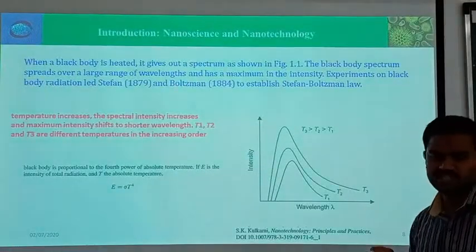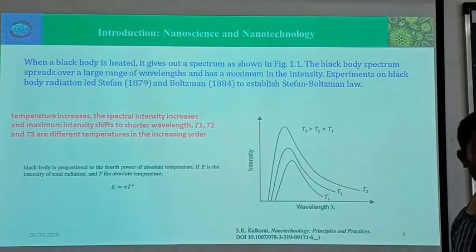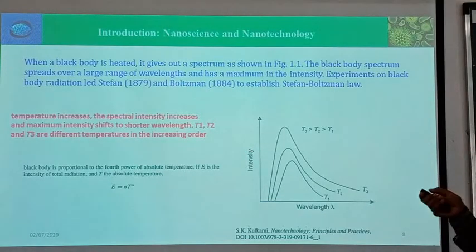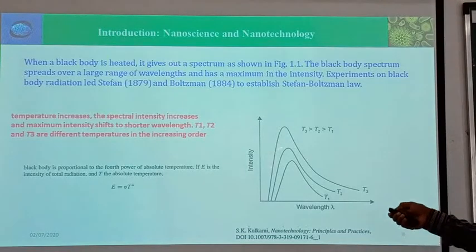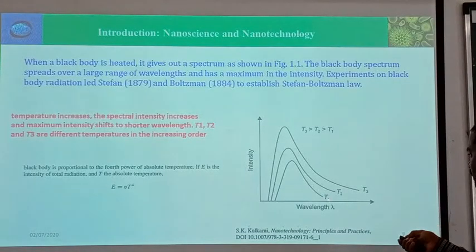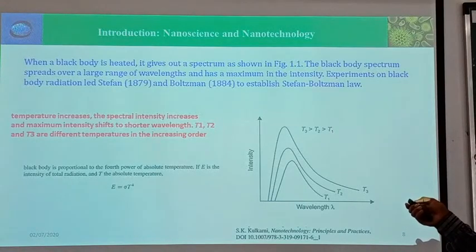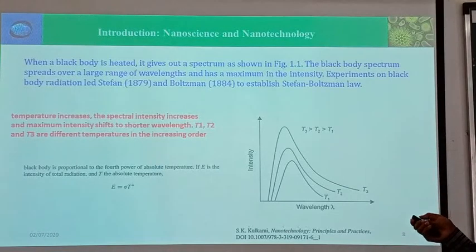Let us consider a simple example, black body radiation. When a black body is heated, it gives out a spectrum as shown in this figure. This figure shows wavelength here and intensity here. The black body spectrum spreads over a range of wavelengths and has a maximum intensity here, shown with respect to temperatures T1, T2 and T3. These are three different temperatures. T1 is less than T2, which is less than T3. That is, T3 is a higher temperature than T2 and T1.